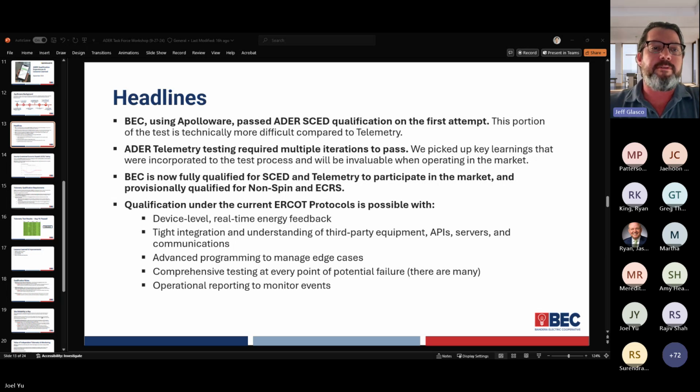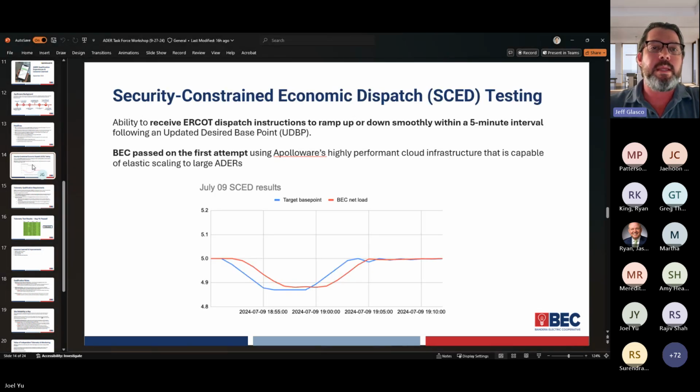To focus on SCED real fast, you guys are all familiar with this. We're talking about blocky curves. We were also very, very freaked out by this. We had a lot of sessions with ERCOT to get to this final solution. I'm really proud of the team for accomplishing this. Essentially this is a snapshot of our July 9th SCED results. It was kind of a fun day.